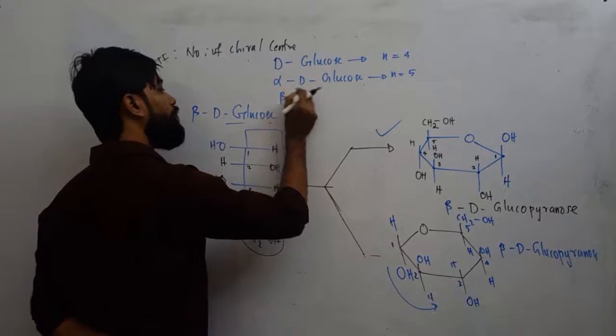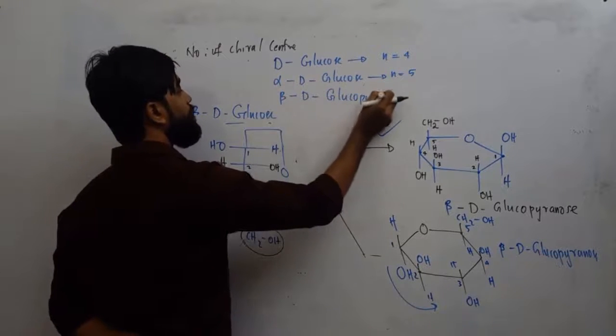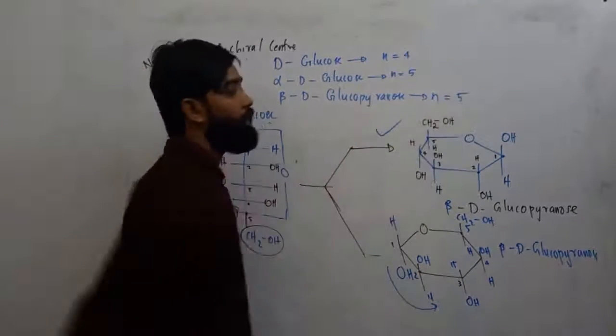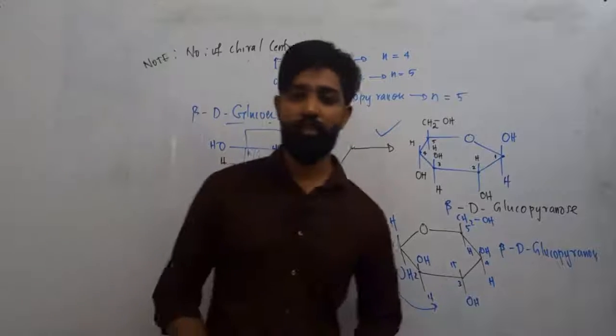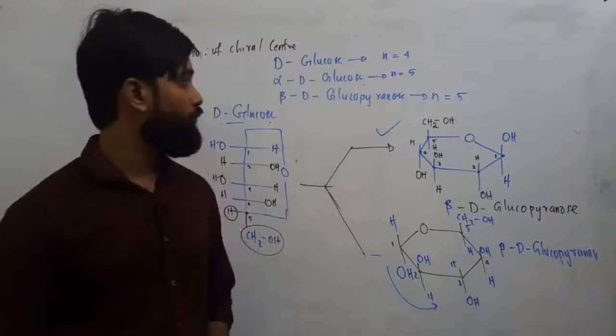Beta D-glucopyranose, connected with the pyran, is also a cyclic structure. So N equals 5. Keep it in mind. So in a cyclic structure, the number of chiral carbons in glucose is always 5, and in the open structure, it is 4.